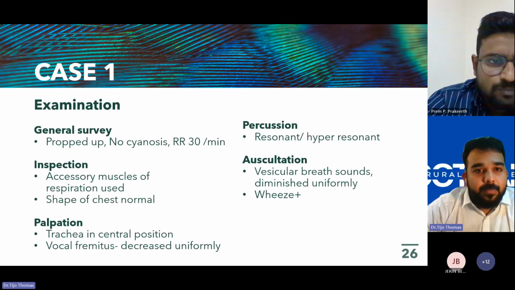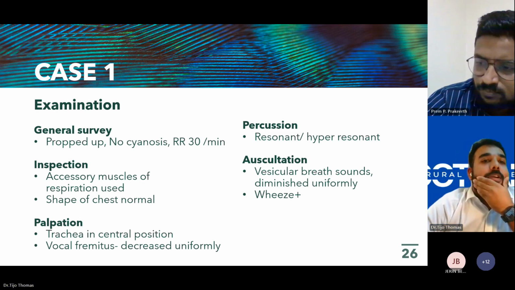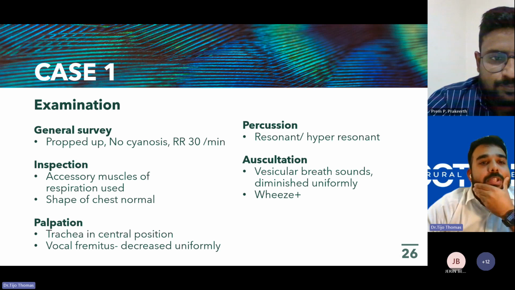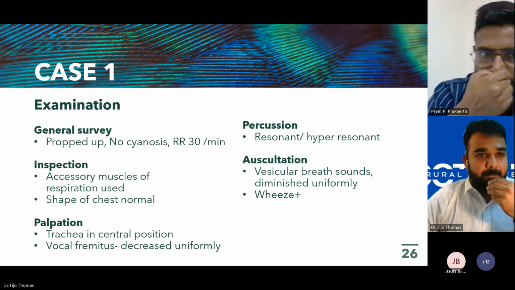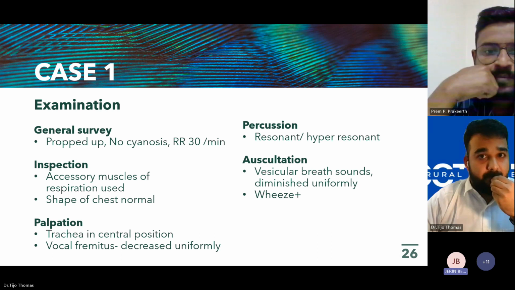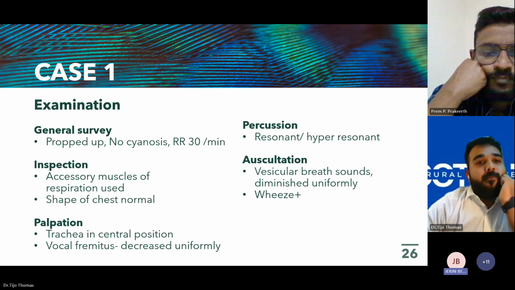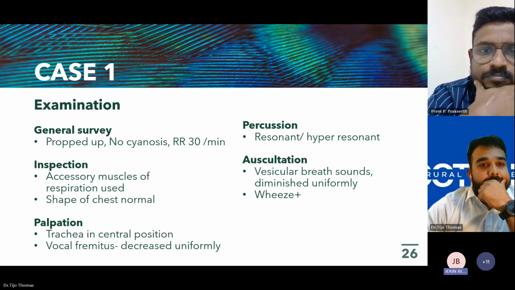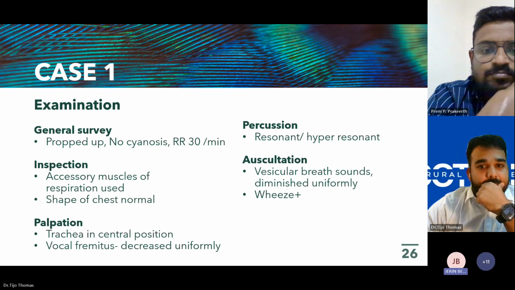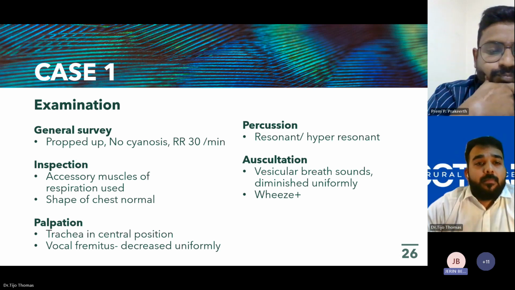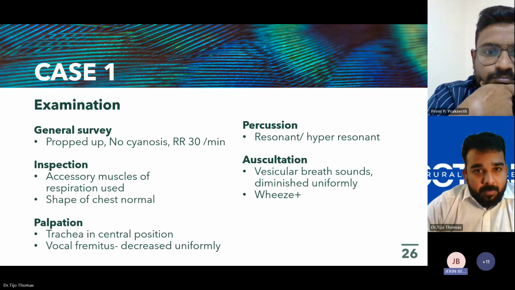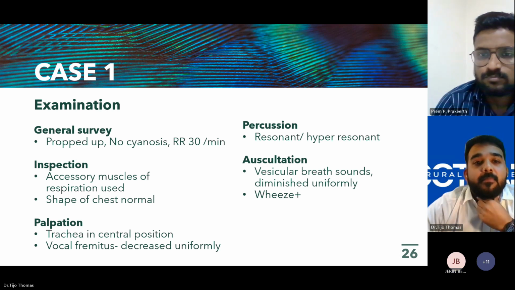Examination: general survey, propped up, no cyanosis, respiratory rate 30 breaths per minute. Inspection: accessory muscles of respiration used, shape of chest normal. Palpation: trachea in central position, vocal fremitus decreased uniformly. Percussion: resonant or hyperresonant. Auscultation: vesicular breath sounds diminished uniformly, rhonchi present.